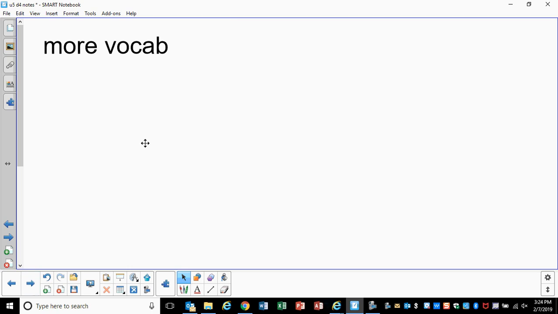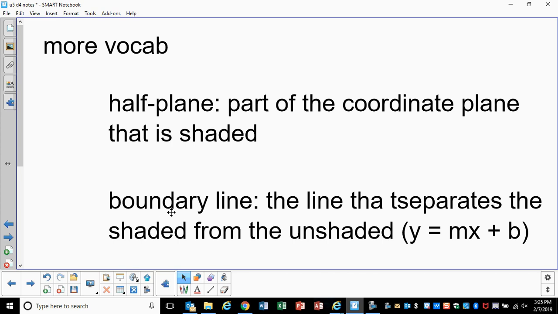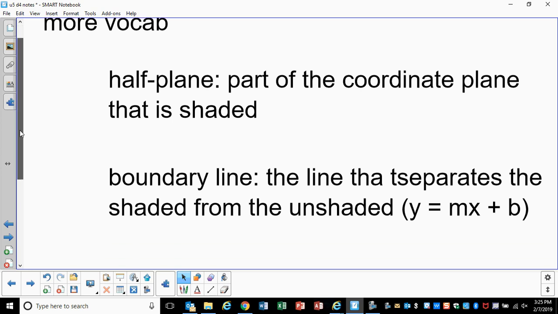More vocab because I forgot to put it on your notes. So please write these in somewhere on your notes. Okay? The half plane is the part of the coordinate plane that is shaded. So once you shade something, the half plane is the part that has all your solutions in it. The boundary line is the line that separates the shaded from the unshaded part. So it's basically the line that you graph, the y equals mx plus b line. Okay?